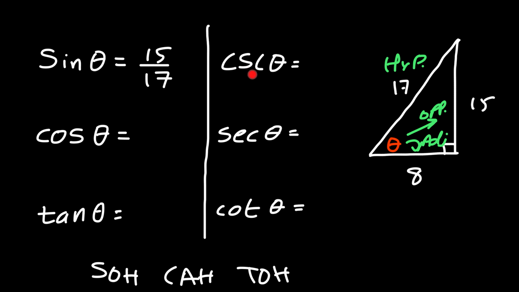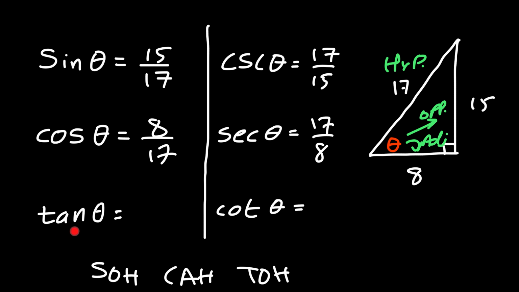For cosecant theta, cosecant is simply flipping this fraction, so it will be 17 divided by 15. Let's just jump to cosine theta. Cosine theta, according to this term, equals adjacent divided by hypotenuse. Now, this is theta. The side which is adjacent to theta is 8, and the hypotenuse is 17. So it will be 8 divided by 17. For secant, it will be simply flipping the fraction, which is 17 divided by 8.